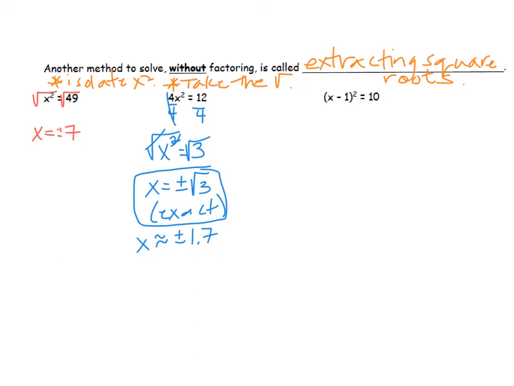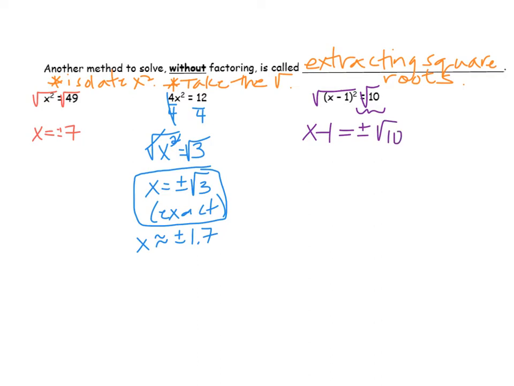Now this last one is also unique because it doesn't have just x being squared. It's x minus 1 squared. This is an example where we have to get rid of the squared first, even though the 1 is with the x, but it's on the inside. If I square root both sides, that cancels out with the 2 and we just get x minus 1 on the left-hand side. On the right, the square root of 10 becomes plus or minus the square root of 10.